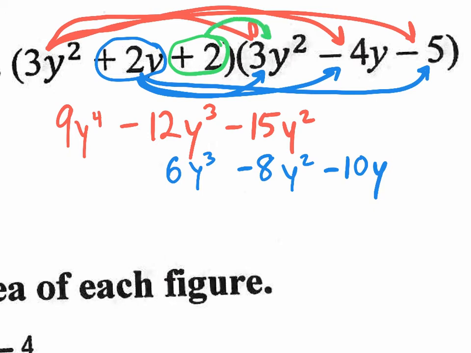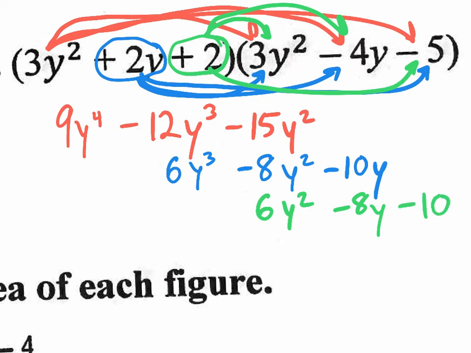2 times 3y squared is 6y squared. And you're going to write it underneath the other y squared terms. So 6y squared goes underneath the other y squared terms. And then 2 times negative 4y, that's negative 8y. And of course, I'm going to write that right underneath the other y term. And last but not least, 2 times negative 5, that's negative 10.